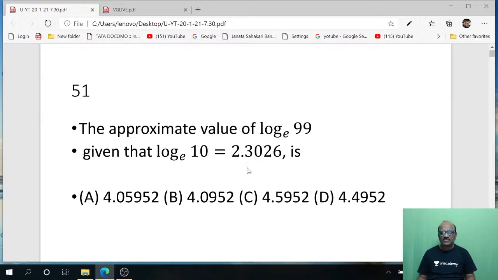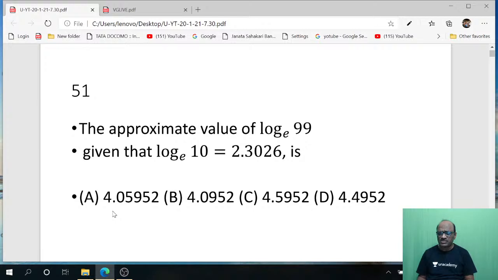Let us start. The first example: the approximate value of log of 99 to the base e. What is that approximate value? We are given that log of 10 to the base e is equal to 2.3026. Then what is the log of 99 to the base e?